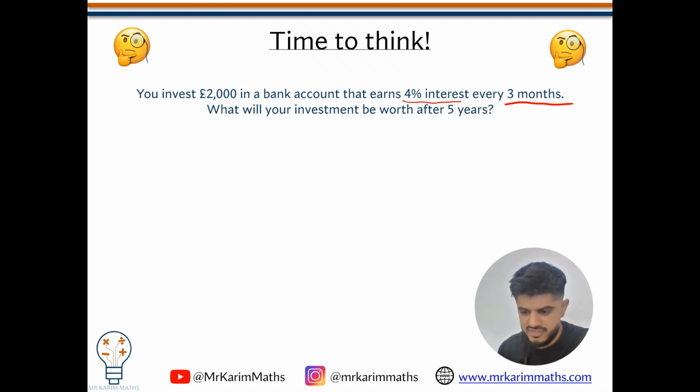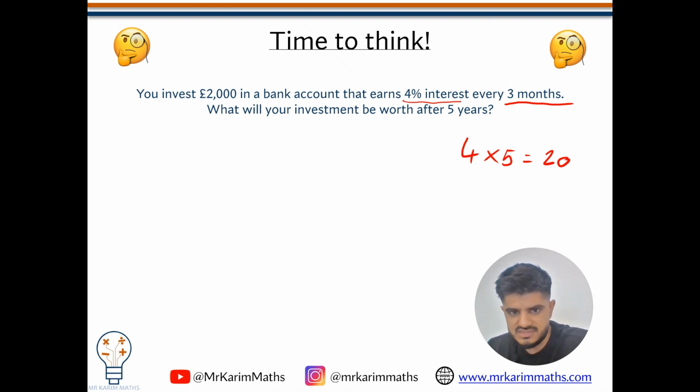How many 3-month intervals are there, or how many 3 months can fit into a year, right? It's going to be 4. So 3, 6, 9, 12, right? So if there's 4 lots of 3 months in 1 year, in 5 years, multiplied by 5, that's basically going to be 20. So at 20 different points, you will receive the 4% interest.